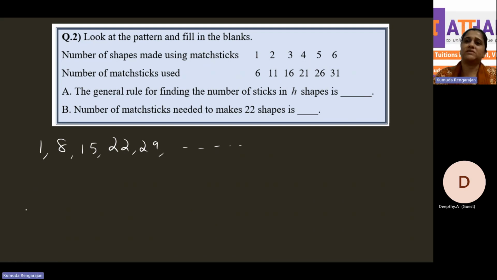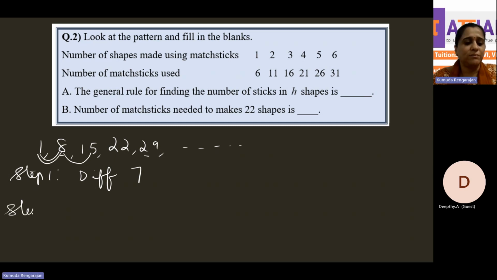I'm giving you the 3-step method. You're not using that. What is the first step, children? Difference. What is the difference? 8 minus 1, 7. Or 15 minus 8, 7. 22 minus 15. You find the difference between any two consecutive terms. Don't do 29 minus 8. Not like that. The difference between two consecutive terms. So you do the first two terms always. Okay, so 8 minus 1, 7. That is the first step.